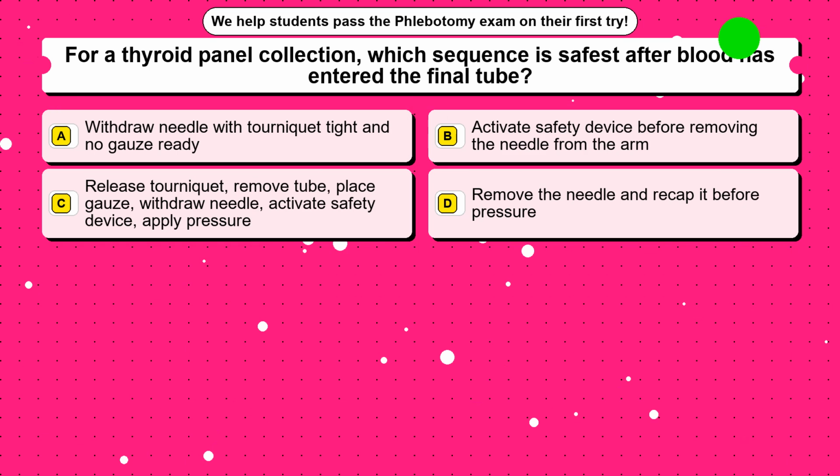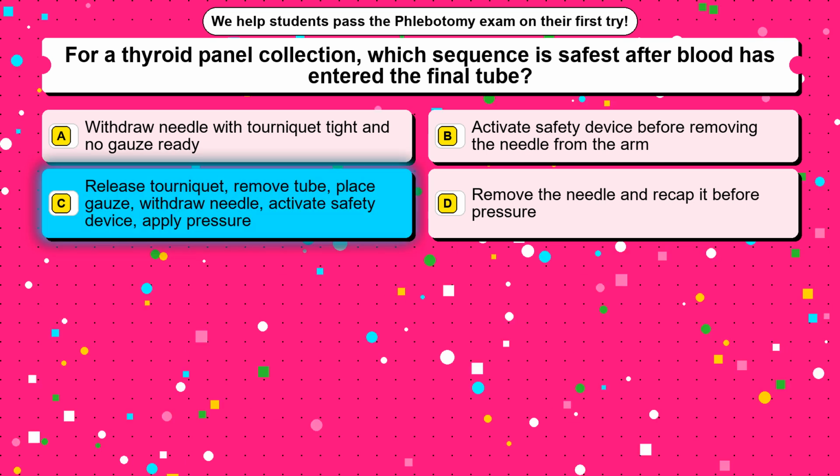Question 99. For a thyroid panel collection, which sequence is safest after blood has entered the final tube? Option A. Withdraw needle with tourniquet tight and no gauze ready. Option B. Activate safety device before removing the needle from the arm. Option C. Release tourniquet, remove tube, place gauze, withdraw needle, activate safety device, apply pressure. Option D. Remove the needle and recap it before pressure.